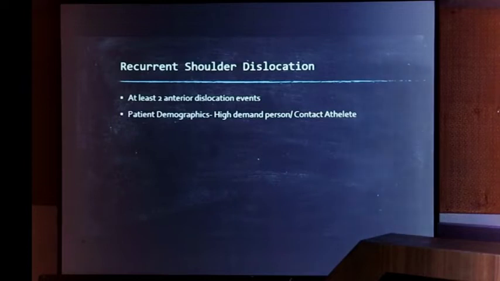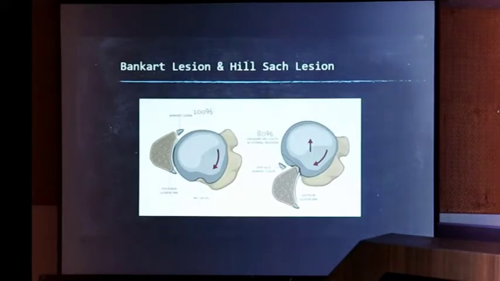So what is a recurrent shoulder dislocation? At least two anterior shoulder dislocation events should have occurred, only then will we call it a recurrent shoulder dislocation. First-time dislocators are altogether a different entity and have to be treated on a different pathway. The patient demographics, such as a high-demand person and contact athlete, also should be taken into account when we decide upon the treatment options.